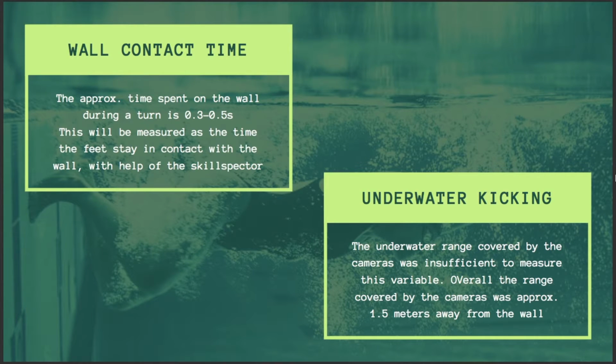The approximate time spent on the wall during a turn is 0.3 to 0.5 seconds. This will be measured as the time the feet stay in contact with the wall, with the help of SkillSpectre. And lastly, we have underwater kicking. The underwater range covered by the cameras was insufficient to measure this variable. Overall, the range covered by the cameras was only approximately 1.5 meters away from the wall.